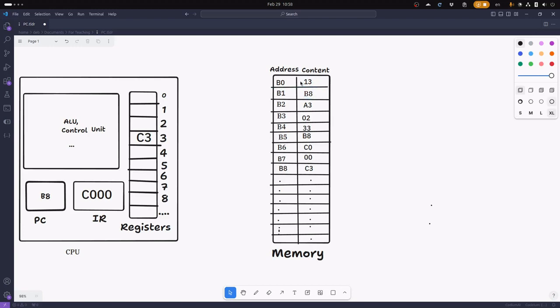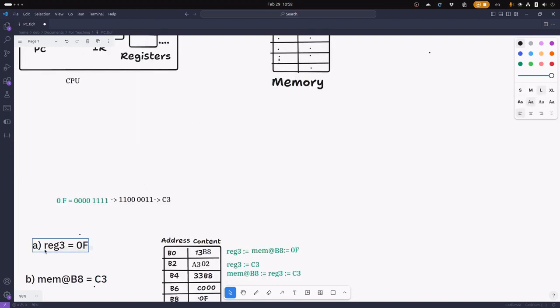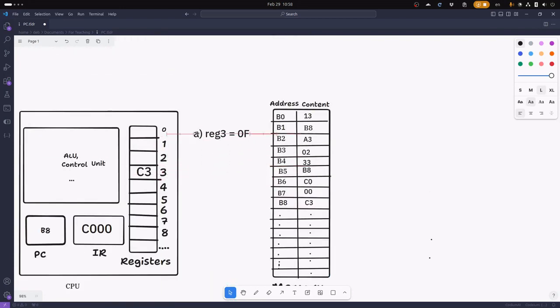So after executing this instruction, what happened? We loaded the value of memory cell B8 to register 3, right? And at that time the value of memory cell B8 was 0F. So we loaded the value of memory cell B8 to register 3. As a result, the value of register 3 at that time was 0F. So that is the answer: after executing the first instruction, the value of register 3 was 0F.